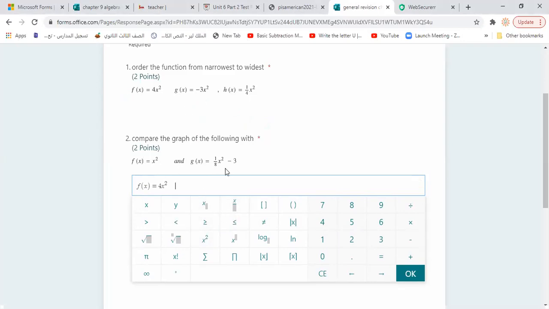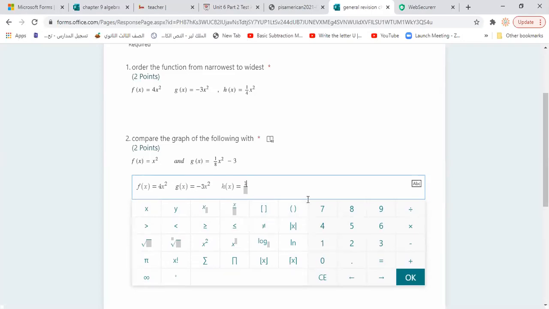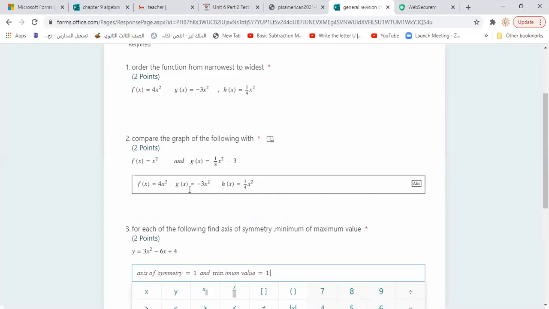And then the second one is g, and in your parentheses, g of x equal -3x to the power of 2. And then h of x equal 1 over 4 x to the power of 2. Okay, and then you will press OK. So this is the answer which you are looking for.